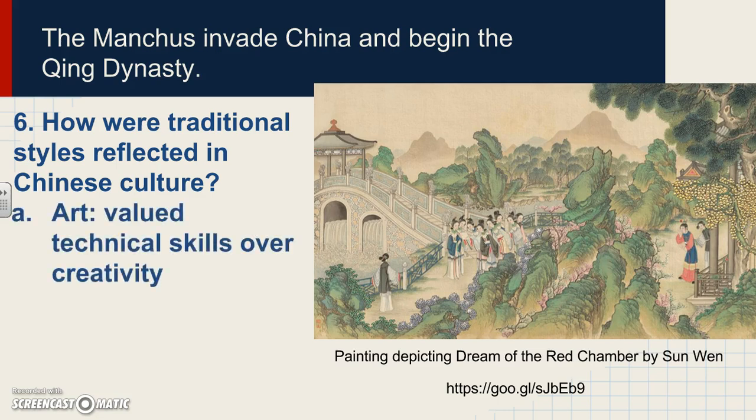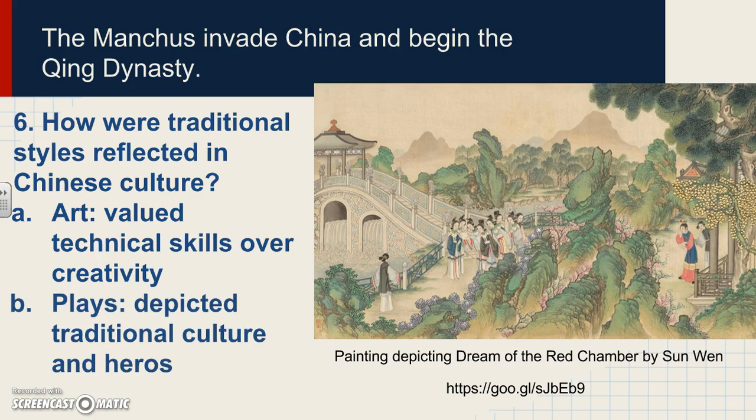First of all, art. As this painting kind of depicts, what the Chinese were valuing is not creativity, not creating something new, not something that uses a lot of imagination, but doing things the way Chinese had traditionally done and their technical skills. How well could they do those same sort of brush strokes or those same sort of classical Chinese settings? They're trying to imitate and create as perfect a copy as they can. So that's one example of how Chinese tradition was reflected in culture.